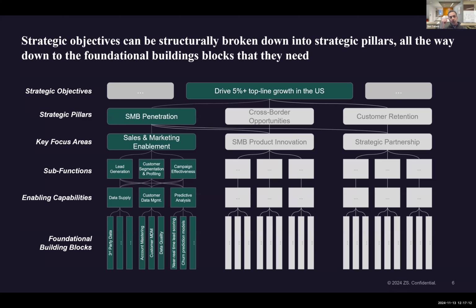So now as you go from that sub-function level to the enabling capabilities level, this is where the true pivot happens, right? So until this point, all of the language that we've used is business language. We are talking about strategy and decomposing that strategy into business levers, right? And now when you go from the sub-function to the enabling capabilities, this is where you are now speaking a data language, right? You are now saying, okay, what are the capabilities I truly need in order for me to drive lead generation? What are the capabilities I need from a data analytics perspective in order for me to drive customer segmentation?